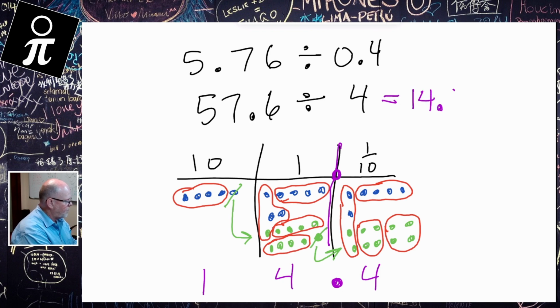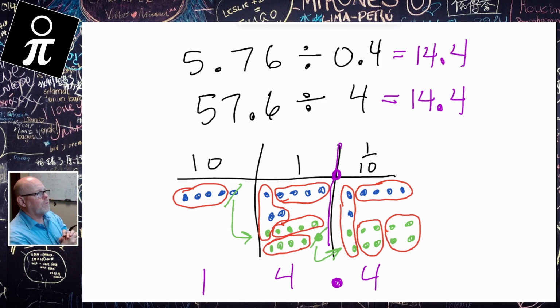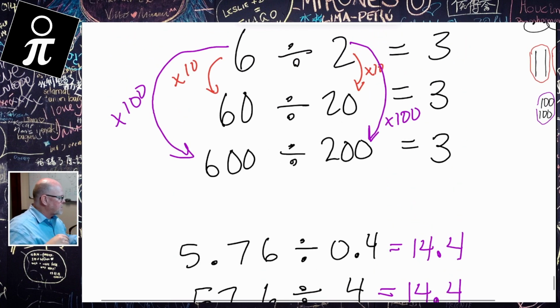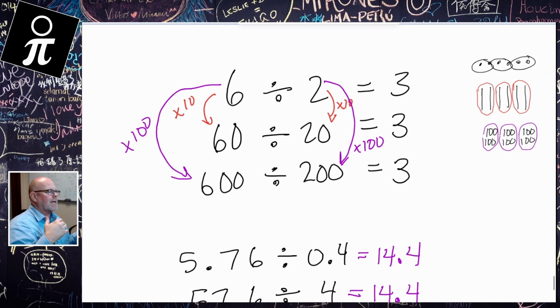Now we need to help our students recognize that, even though these two problems look different, since we multiplied both of those values by 10, both problems are going to give us the answer of 14.4. Holy moly. So what's the big conversation? First conversation is for students to recognize that when both numbers are multiplied by 10, while the problem itself looks different, it's going to give us the exact same answer as the original.